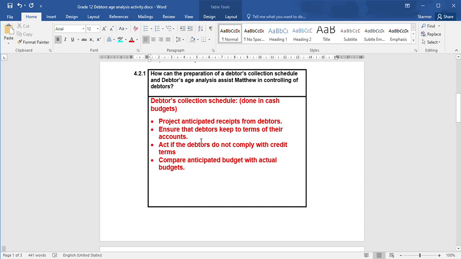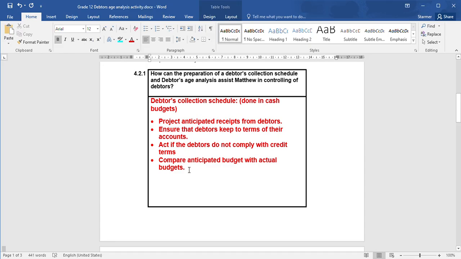You can also ensure that debtors keep to the terms of their accounts. If you plan in advance and you see that debtors are not going to keep to the terms, then you can take corrective action immediately. And that's the same thing as over here. So you can act immediately if the debtors don't comply with credit terms.